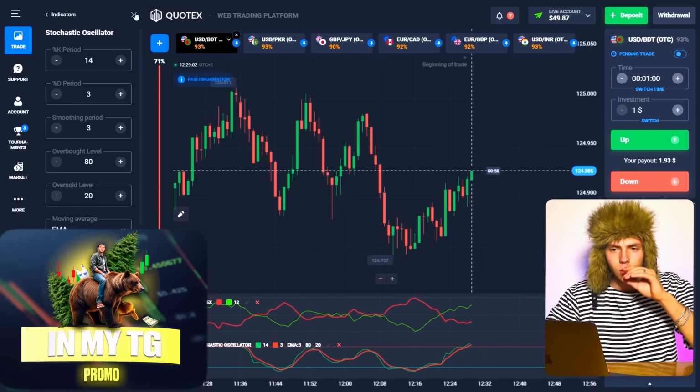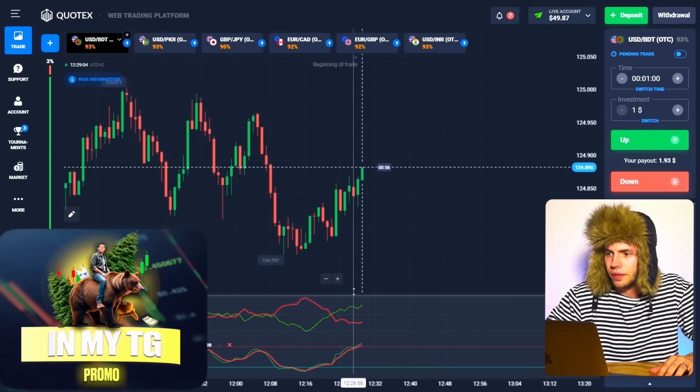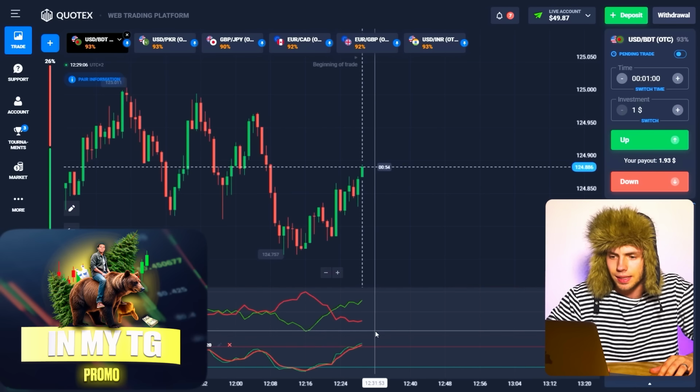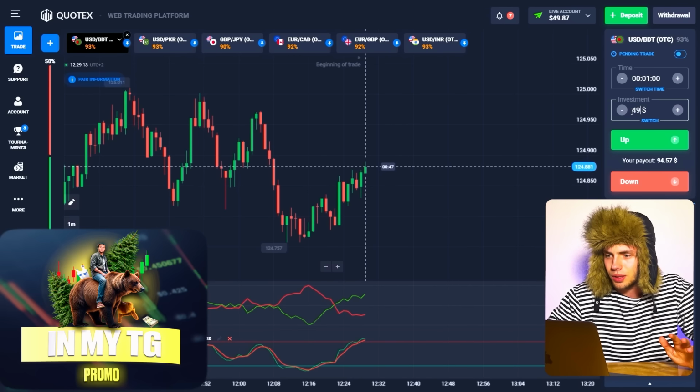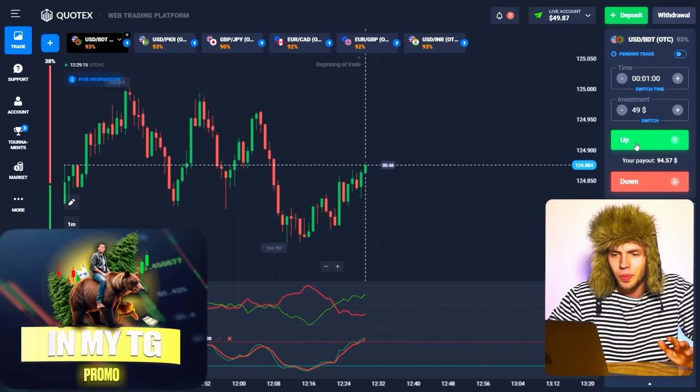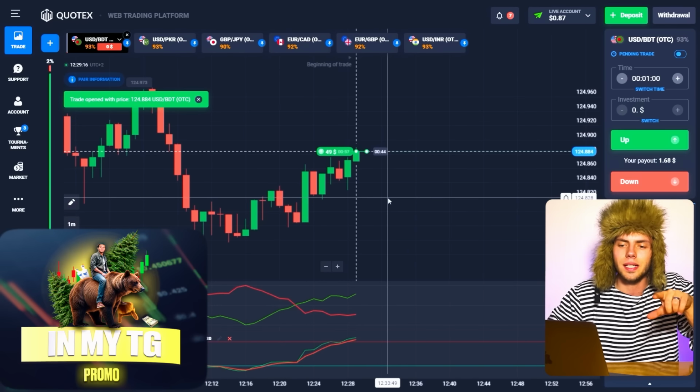I guess we are all set and we can move on to the very first trade. Here, guys, what can I say? Right now we are getting close to the overbought zone, but not yet. Let us set the amount and open a buy trade right now. So the thing is, first of all, take a look at the graph.